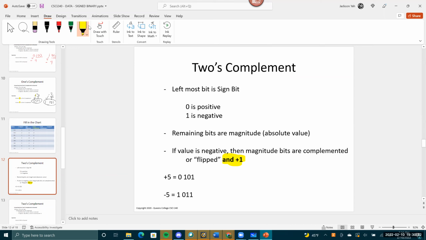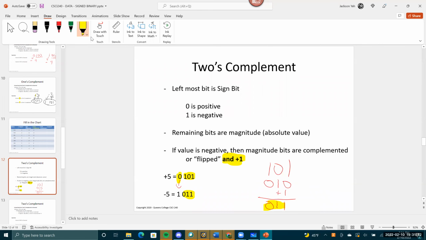All right, so let's see in practice. In this example, I have +5, which is 0 for positive and 101 for 5. How do I go from +5 to -5? I flip the bits. The 0 becomes 1 for negative, and then 1, 0, 1 gets flipped into 0, 1, 0. So 0, 1, 0 is 2. I add 1 to it, becomes 3, so it becomes 0, 1, 1. So that's what I have over here. So when it's negative, you take the magnitude bits, flip them, and always add a 1 to the magnitude.